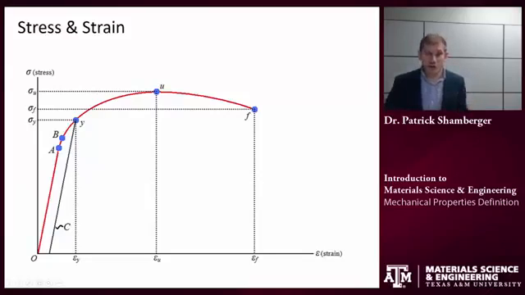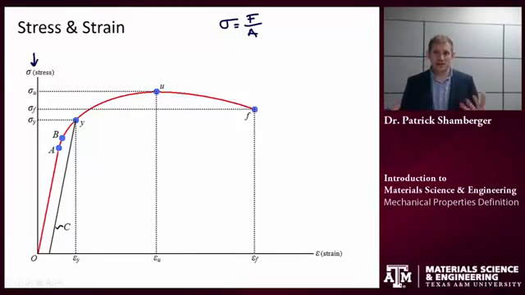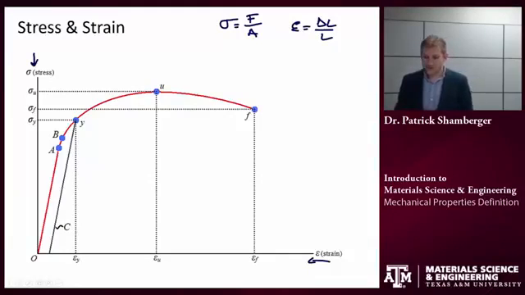Now, I'm going to assume that you've already watched the video or read about stress and strain. As a quick reminder, stress is defined as force per unit area, and we typically illustrate this on the vertical axis of the stress-strain diagram. Strain we show on the horizontal axis, and that's defined as a change in length per total length of material.